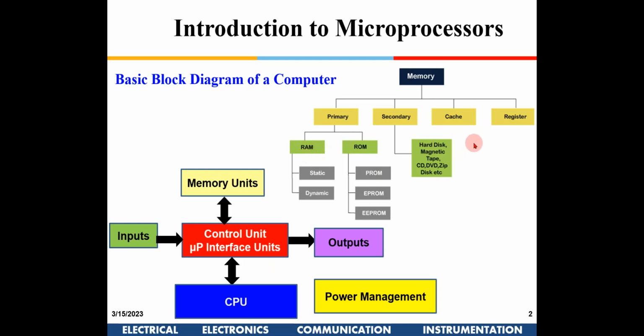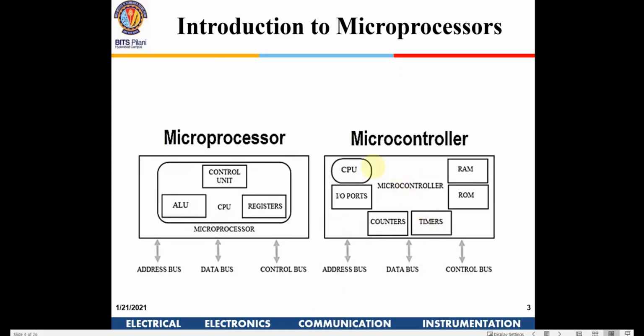Some portion of this program can be pushed into the cache also. Okay. So this is an overall block diagram of how a microprocessor works. Next, let us see what is the difference between a microprocessor and a microcontroller, right?